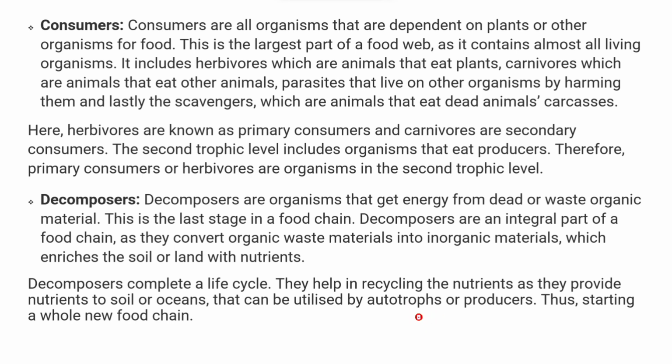The second trophic level includes organisms that eat producers. Therefore, primary consumers or herbivores are organisms in the second trophic level. 4. Decomposers. Decomposers are organisms that get energy from dead or waste organic material. This is the last stage in a food chain.